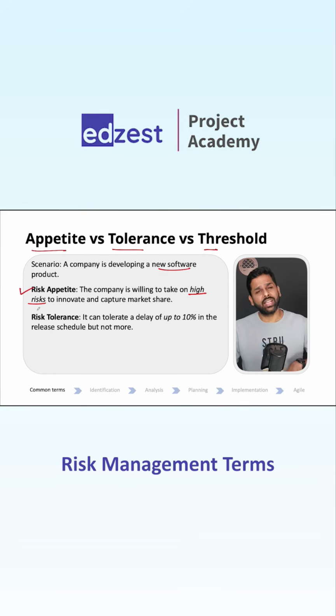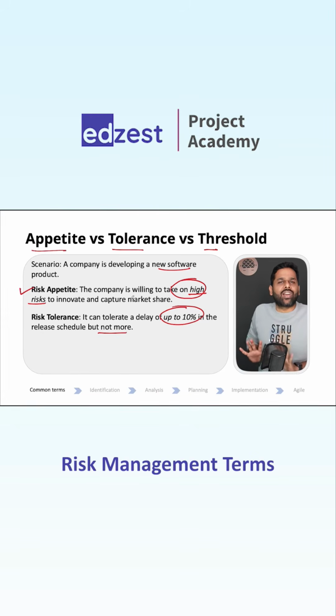Risk tolerance in this case would be that if I am building this product, okay, and there's a risk that we may get late by 11%, 12%, then it is not acceptable. Within a variance of 10%, it's fine, not more. Okay, so tolerance is the variation. Appetite is we can take a lot of risk, we can take less risk. It's on the organization at an overall level. How much of a risk we can take. Tolerance is how much of a variation we can tolerate.